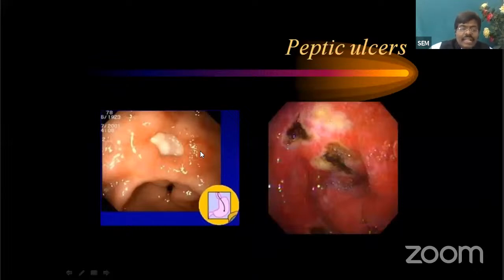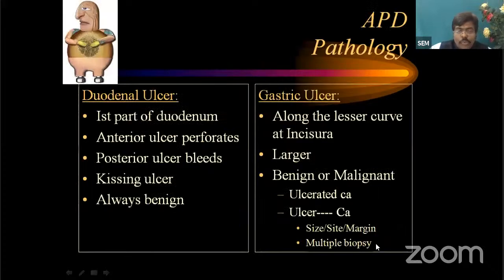As you can see here, this is the pylorus. This is a part of the stomach where there is an ulcer. In the pre-pyloric or antral region, there is a benign-looking ulcer. This is the duodenum, with multiple ulcers. This is the way you see it in your endoscopy. As far as you undergraduates are concerned, remember, gastric ulcers, especially when they are benign, happen in the lesser curvature, usually in the incisura region.